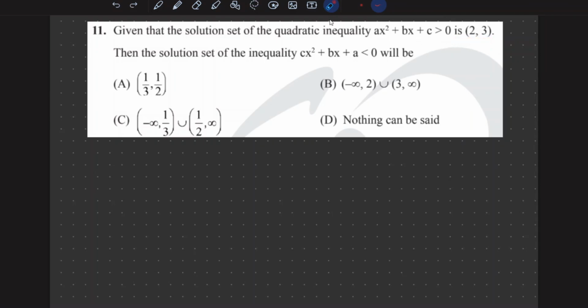So from here we can infer that it is a downward opening parabola, because in an upward opening parabola, if 2 and 3 are roots, then you would be having this interval in which it is positive, this interval in which it is positive. So that won't be true over here. We have a finite interval over here, we do not have an infinite interval. So what we can say is that it is a downward opening parabola.